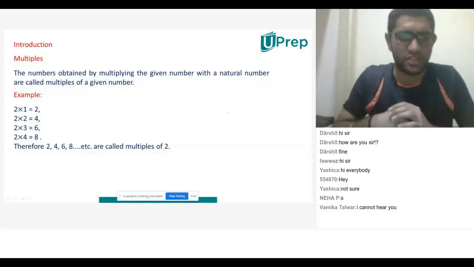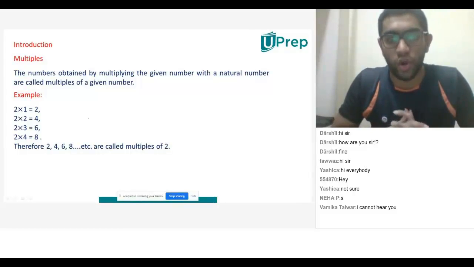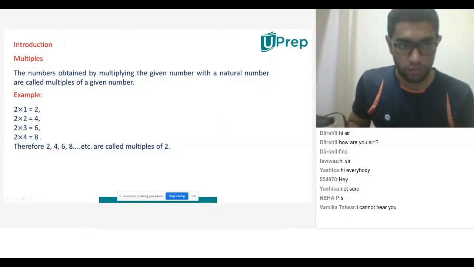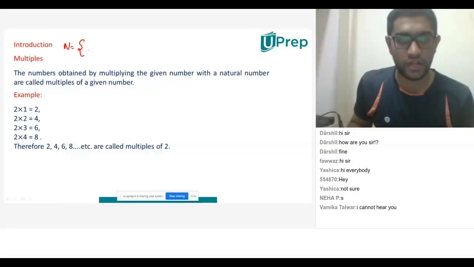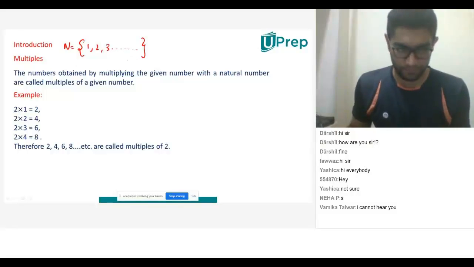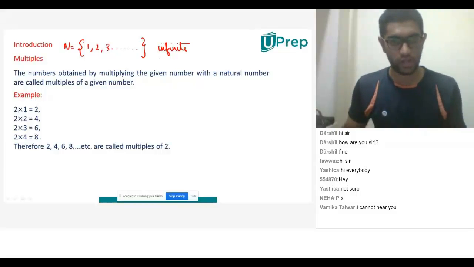Let's look at what the definition is and then let's understand it logically. It says the numbers that are obtained by multiplying the given number with a natural number are called multiples of a given number. Now, guys, natural numbers start from 1, 2, 3 and extend to infinity, right? They are not finite, they are infinite. This is a concept that you guys are pretty much aware of.